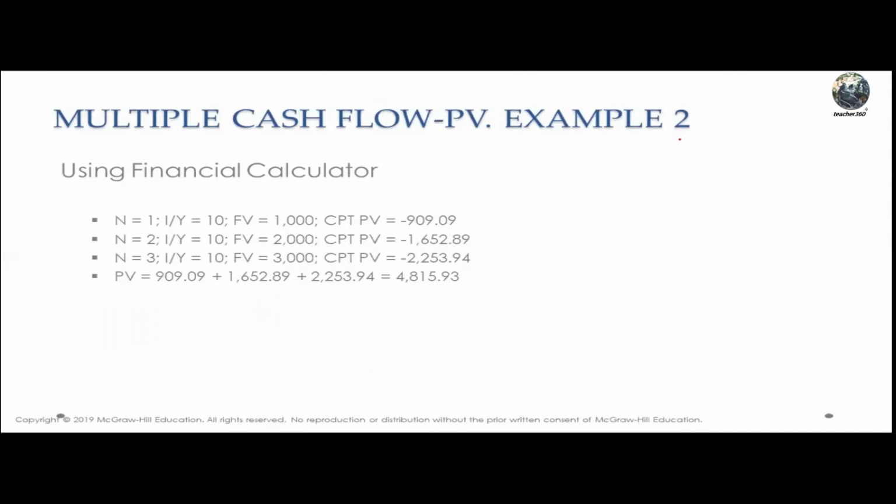For this example also, you can use a financial calculator. So in year 1, your interest is 10%, your future value 1,000. If you press CPT PV, you will get 909.09. Similarly, in every year, you can calculate present value using a financial calculator. You will get this value. Altogether, the value will be the same, 4,815.93.